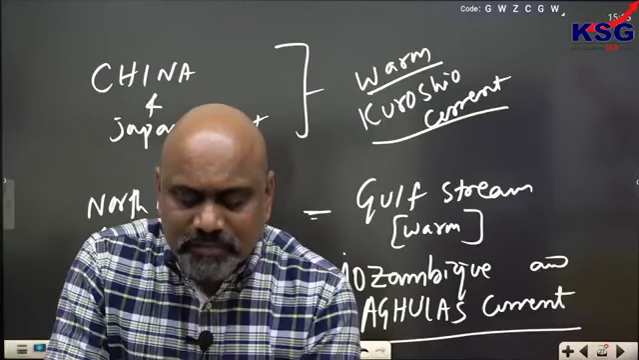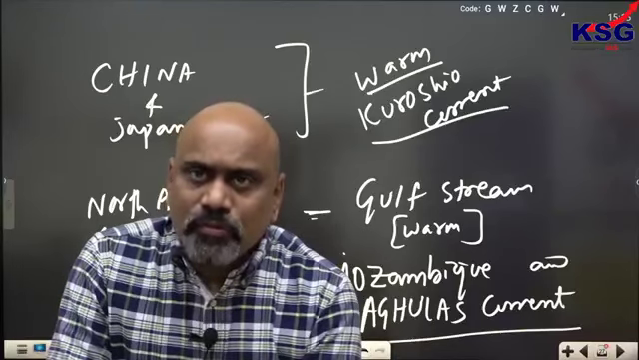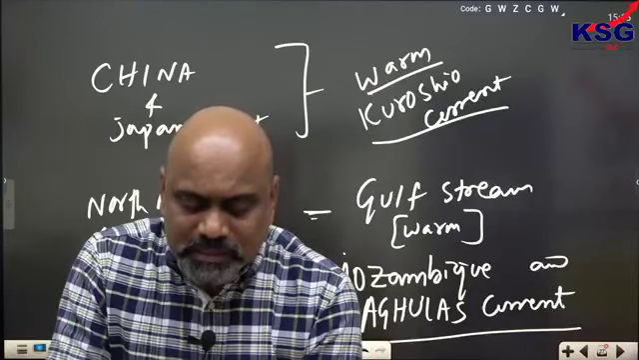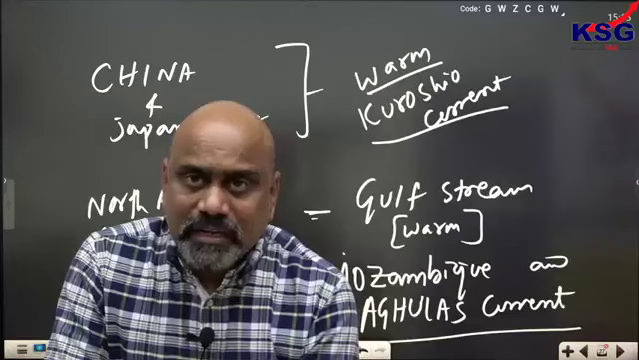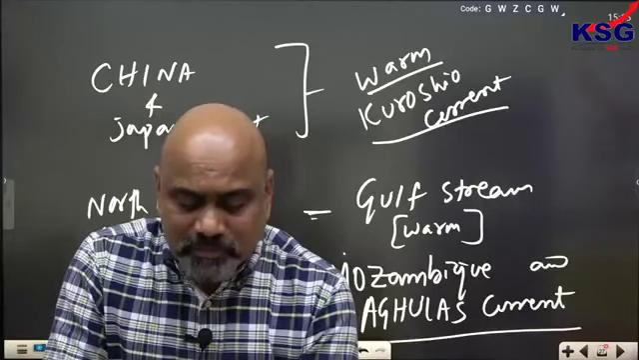Shifting of the ITCZ is the major cause of the characteristics of Mediterranean climate. No, the major cause of the climate of the Mediterranean region is the shifting of not only the ITCZ but also the subtropical high pressure.